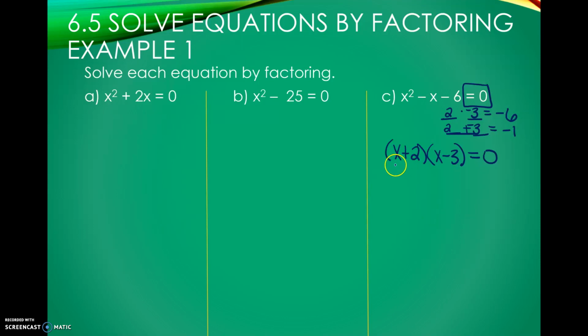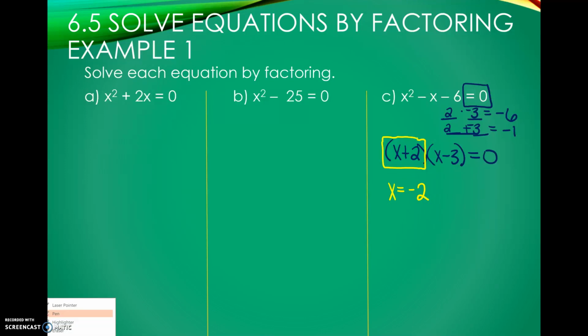So if you look up here, we have parentheses times parentheses equals 0. The only way for two things to be multiplied and get 0 as an answer is if one of those things equals 0. So if the first set of parentheses had to equal 0, what would x have to be so that x plus 2 was 0? What number plus 2 is 0? -2. One of our solutions is -2.